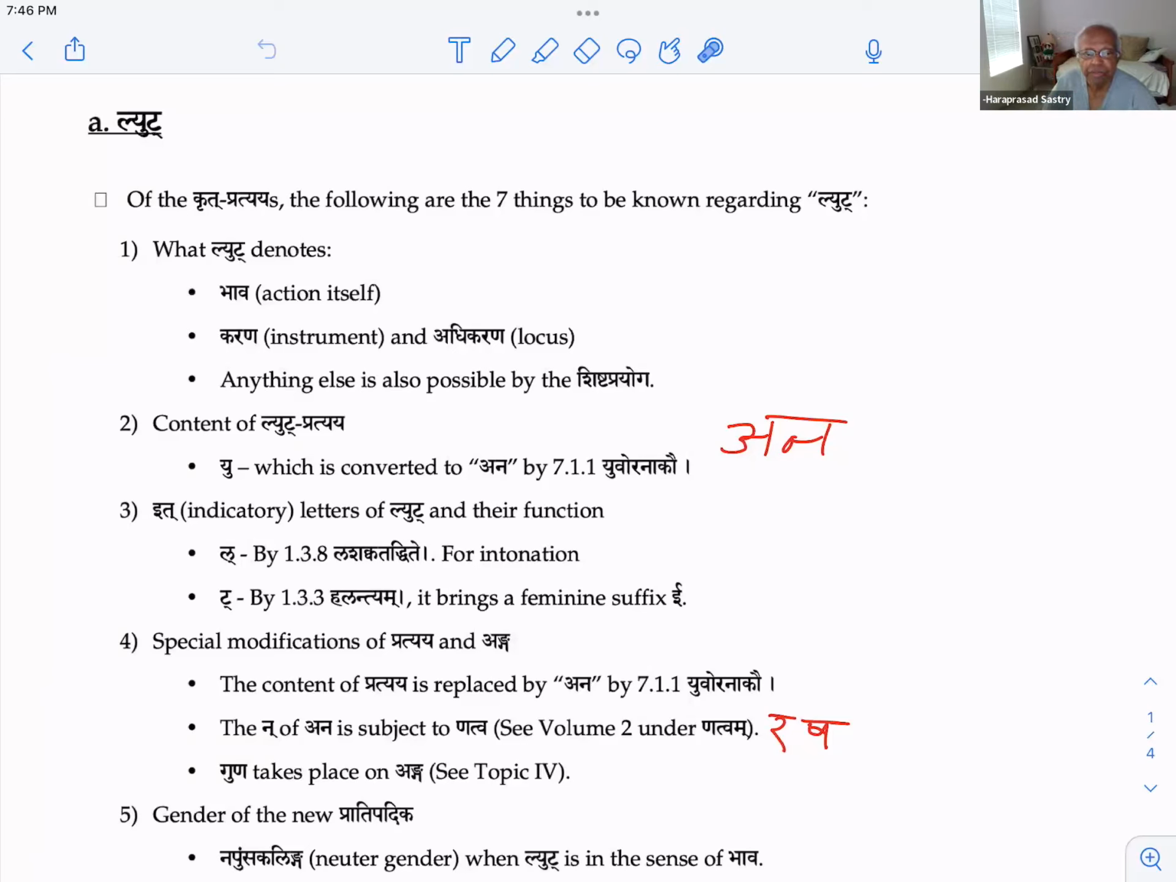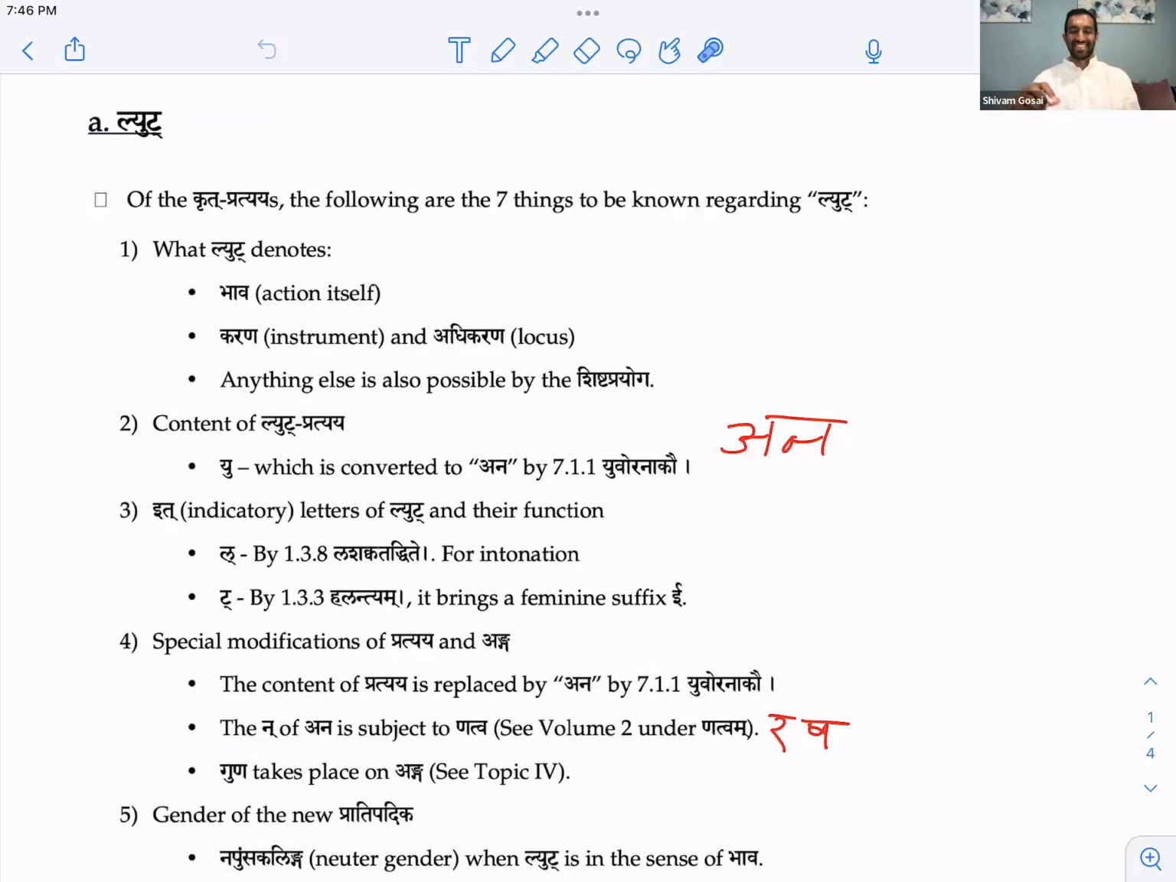We see pratipadika mentioned right here, but if it is a napumsakalinga word, why don't you say pratipadikam? So we can use either is what I'm trying to say. They're both used interchangeably.